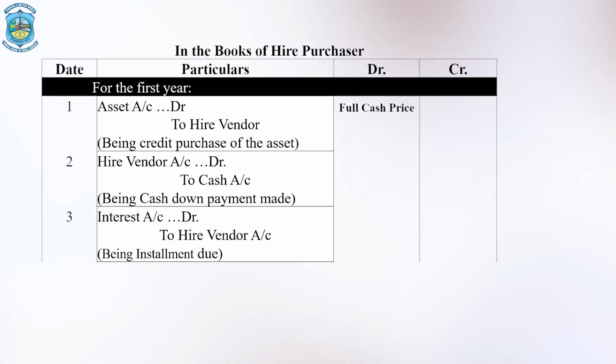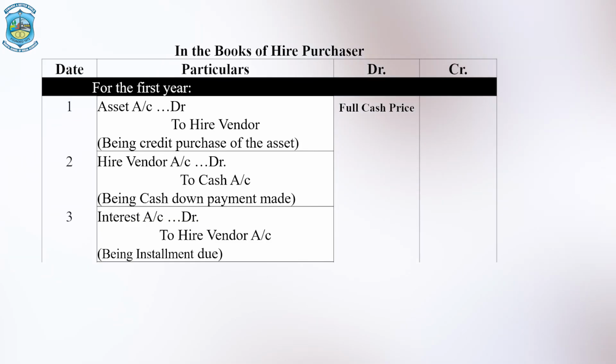So if the annual payment is given in the agreement, then at the end of the year, the amount of interest will be recorded in the books of purchaser as interest account debited to hire vendor. Yes, because the interest is an expense for the purchaser and it has to be paid to the hire vendor, to the creditor, therefore his account will be credited. Hence the entry is interest account debited to hire vendor.